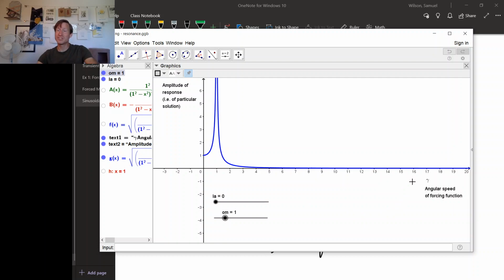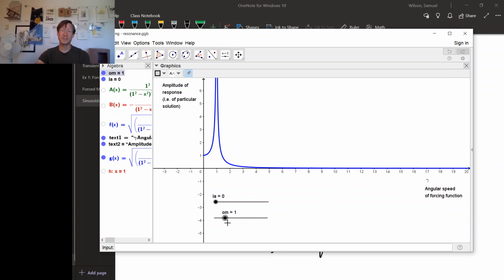Now what happens when your forcing is very fast? This is when gamma is very large. When gamma is very large, the amplitude of the response is very small. That also makes sense because the natural frequency omega is sort of the speed at which the system can respond. If you're forcing the system much, much faster than it can respond, what does it do? Well, it doesn't do anything. It doesn't have any time to respond. So if the angular speed of your forcing is very much larger than omega, the system doesn't respond at all, and your particular solution, or your steady state, has very small and almost zero amplitude.